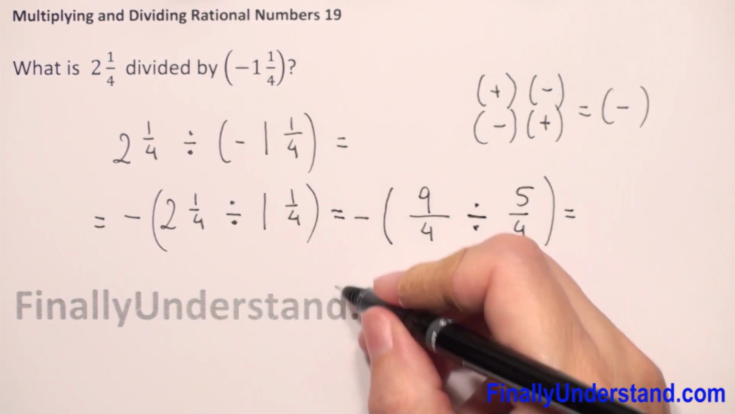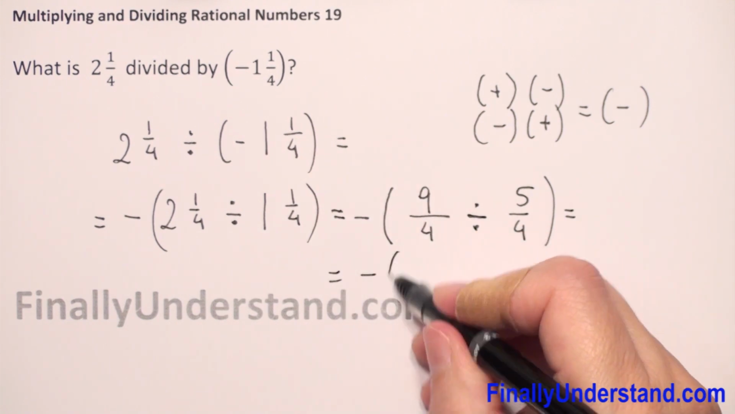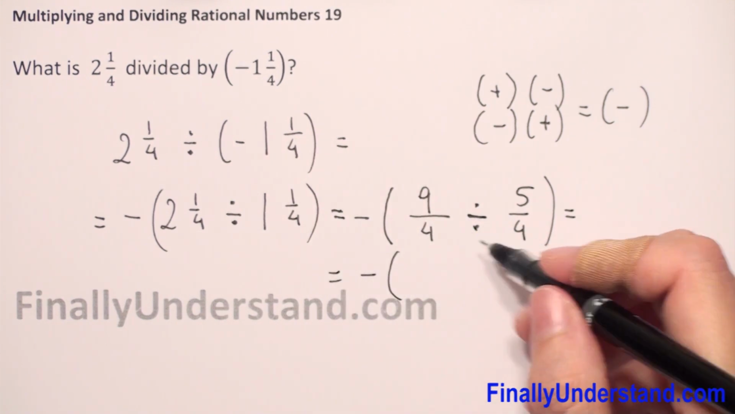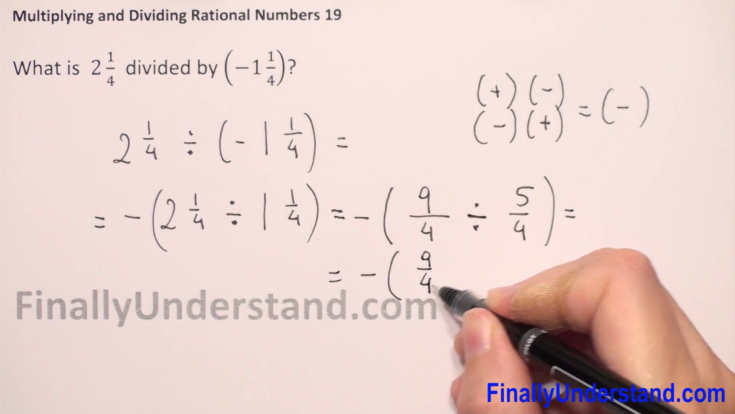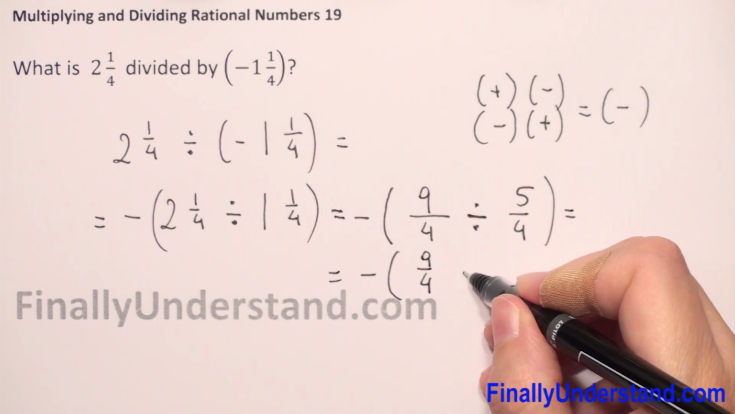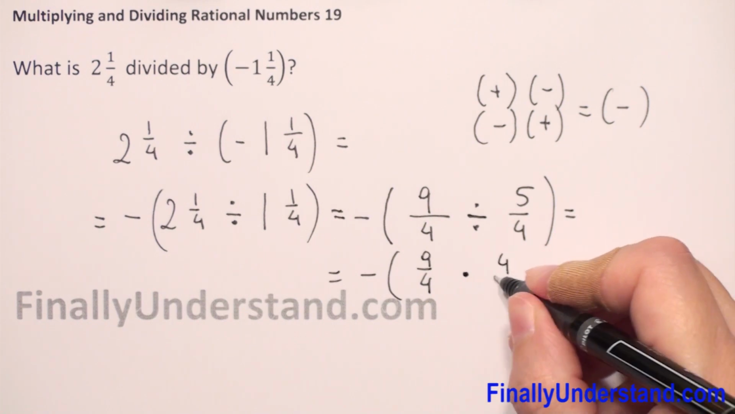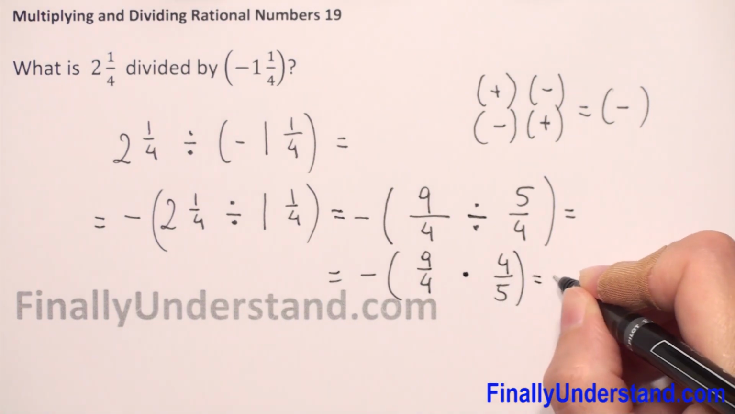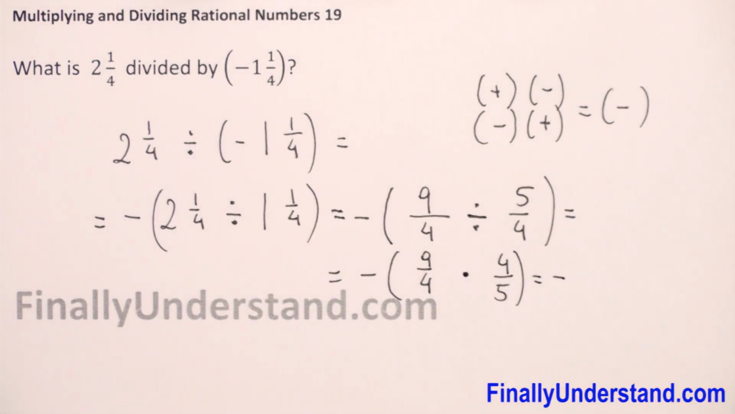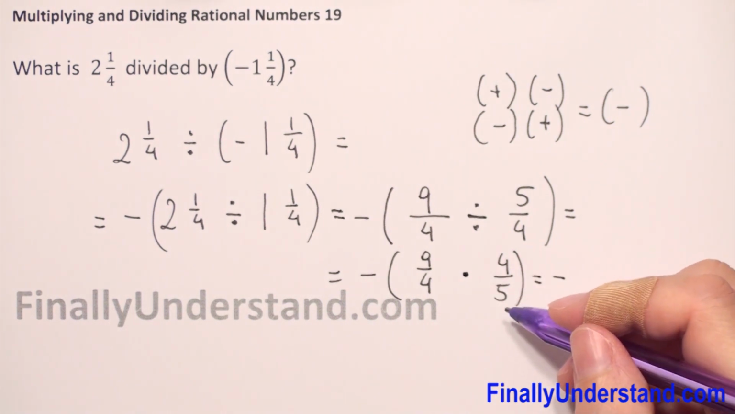So this is equal. Negative sign we copy, and now we have division of two fractions. We copy the first fraction, we change the division sign to multiplication, and we flip the second fraction. So it will be 4 over 5. So this is equal. Negative sign we copy. We have multiplication of fractions.